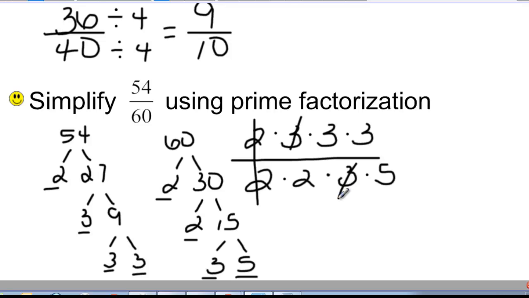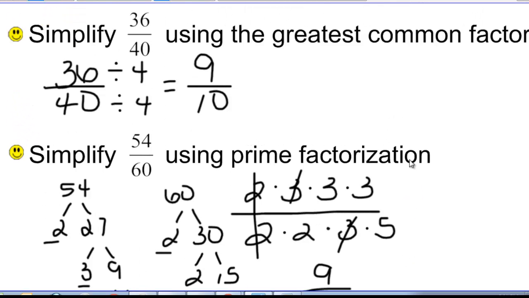I'm done canceling, and I just need to multiply my prime factors back together to get my fraction in lowest terms. 3 times 3 gives me 9, and 2 times 5 gives me 10. So this fraction also simplifies to 9/10, which means that 54/60ths and 36/40ths are equivalent fractions. They both reduce to the same thing, so they turn out to be equivalent fractions.